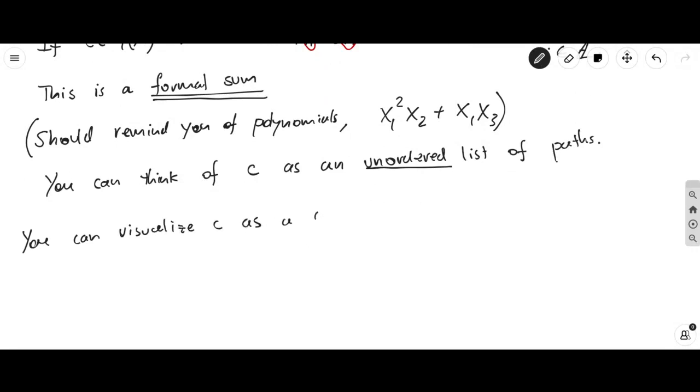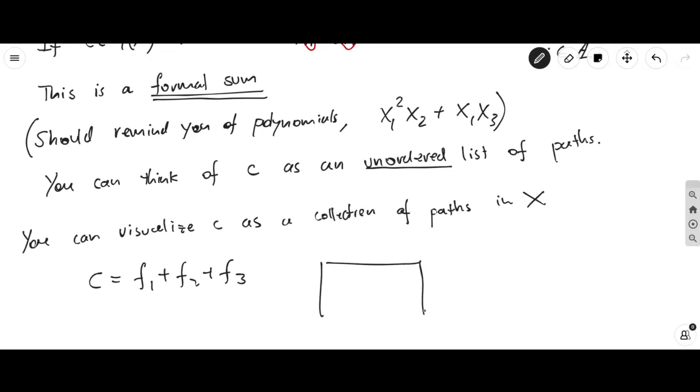C as a collection of paths in X. Okay, so if you write, let's say C is equal to F1 plus F2 plus F3, that would mean that in your space X, maybe this is F1, that's your path, this is F2, and then maybe this is F3. It crosses over like that, that's F3.